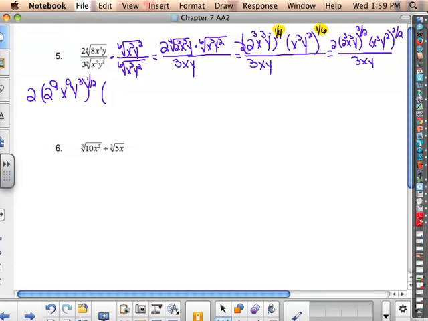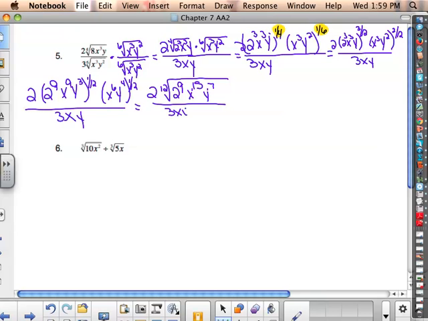And then in the second one, I will have x to the 6th, y to the 4th, all to the 1/12, over 3xy. Now because they all have the same indice, 1/12, I could put them all back under the radical and simplify them. So I'm going to have the 12th root of 2 to the 9th, x to the 15th, y to the 7th, all over 3xy.